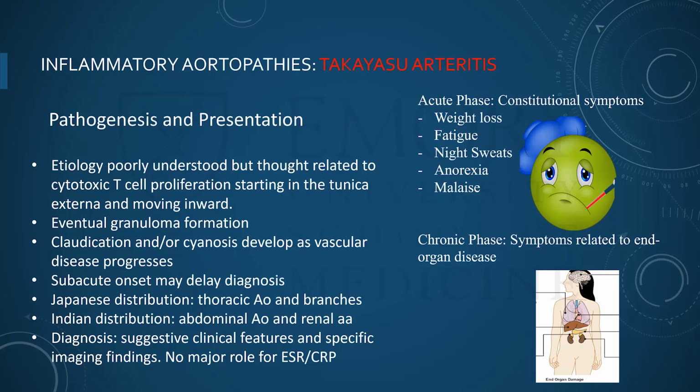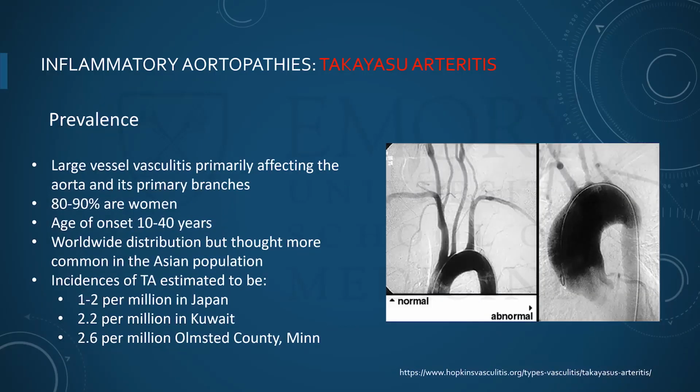One thing I didn't know until I read about this is that there are two distributions that are characterized. One is the more well-known Japanese distribution, which affects the thoracic aorta and its branches, and the second is the Indian distribution, which more often affects the abdominal aorta and the renal artery. Diagnosis is generally made by clinical features, and there's not much of a role for inflammatory markers, although they can be used to increase or decrease your clinical suspicion. It is most prevalent in women, in 80 to 90%. The age of onset is less than 40 years, and there is a worldwide distribution with a stronger prevalence in the Asian population. What I found was an incidence of anywhere from 1 to 2.6 per million.